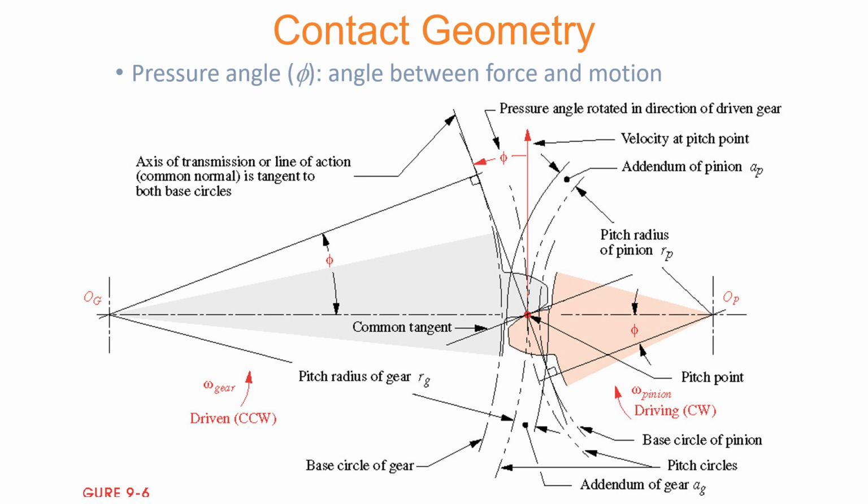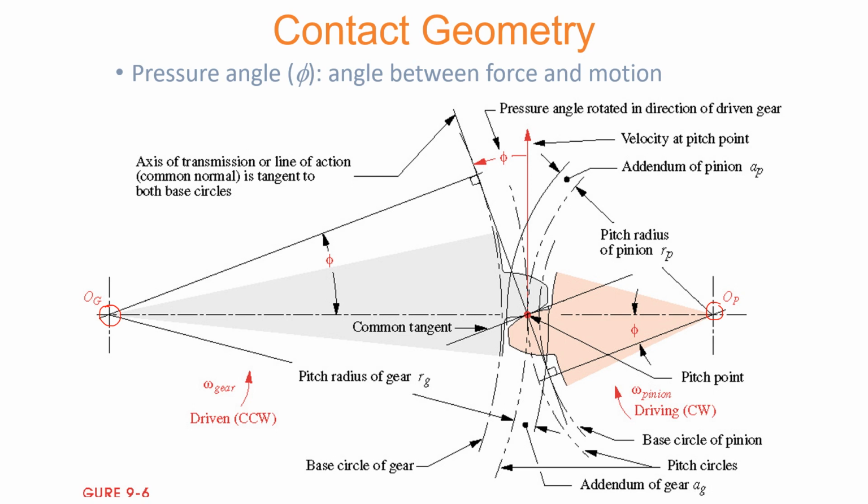So if I say to you, can we identify the origin of one of the gears, I can say that this is going to be OG and OP. The distance between the two is going to be the total distance between the centers. I can find that out.